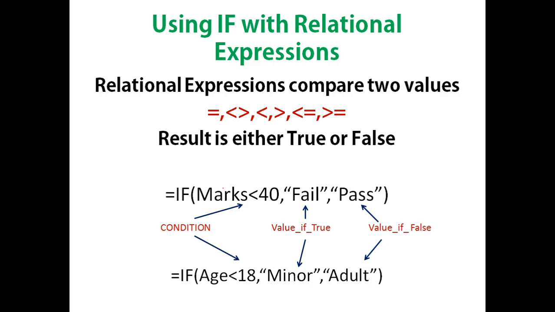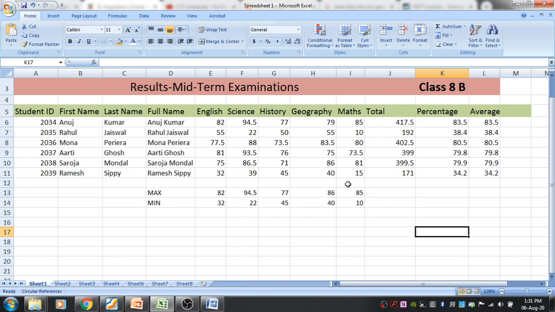So we are back on this sheet now. We are going to use the if function to calculate the result. What I'm going to do is check the percentage of each student with the value 40, and if it is less than 40, I'm going to print the result as failed, and if it is more than or equal to 40, then I'm going to print the result as passed. So let's go ahead and do that. Let's go to this column here, which is free. I'm just going to type result over there.